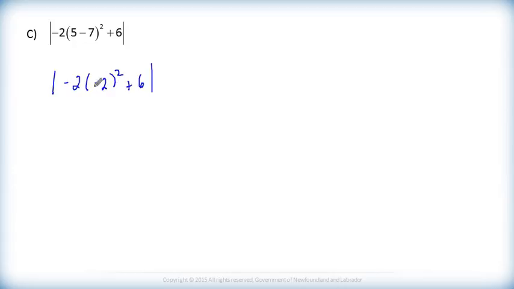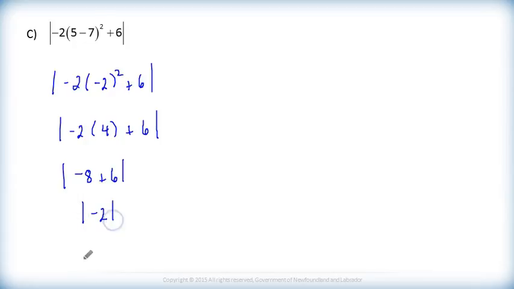Next, we have to take care of the exponent. So we have negative 2 times positive 4, because negative 2 squared is positive 4, plus this 6. Then we multiply the negative 2 by the 4. Whatever you do, don't turn that positive on its own. Okay? It has to be part of the operations in here first. So we've got negative 8 for negative 2 times 4 plus 6. And then we've got negative 2 here for negative 8.